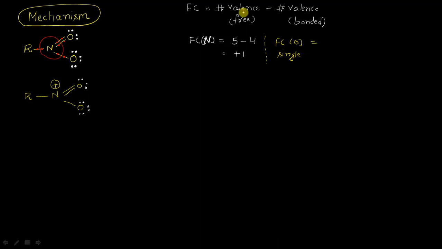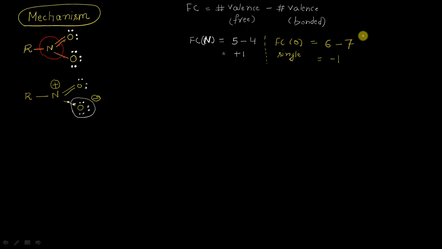It will be the number of valence electrons on the free oxygen atom, which is 6, minus the number of valence electrons on the bonded oxygen atom, because we are calculating for the single bonded oxygen atom. So the number of valence electrons will be what? It will be 1, 2, 3, 4, 5, 6 and 7 here. So I can write number 7, and it will give me a formal charge of -1, such that I need to put a negative sign here on this oxygen atom.